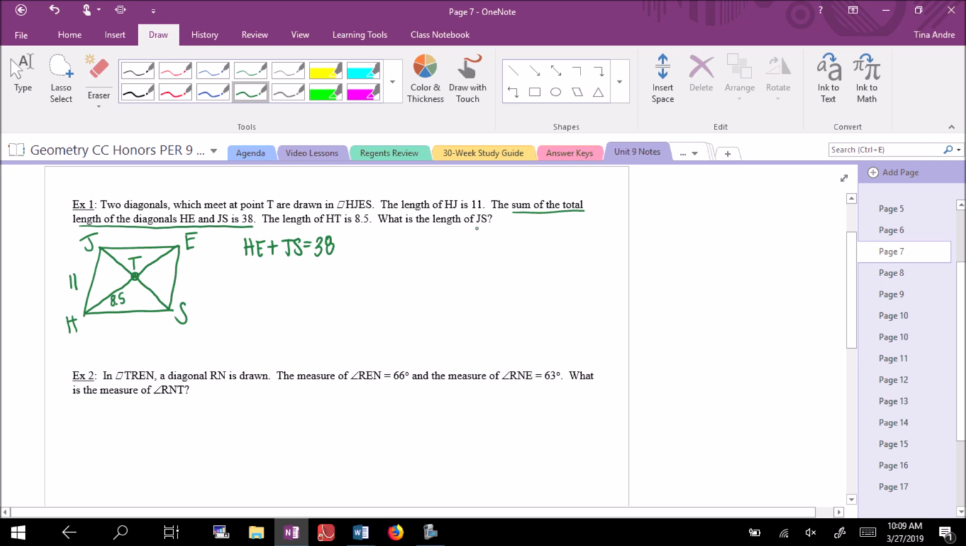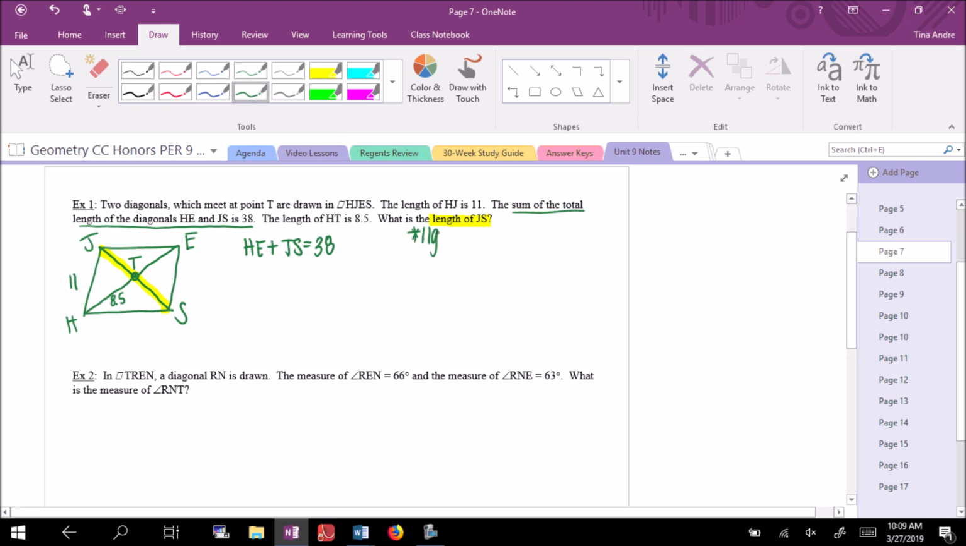I want to find the length of JS. So my goal is to figure out the length of this diagonal. The first thing is I'm thinking about which parallelogram property I should use. Since we're dealing with diagonals, the fact that the diagonals bisect each other seems like it would make the most sense to use as my property. So I'm just going to write that off to the side here.